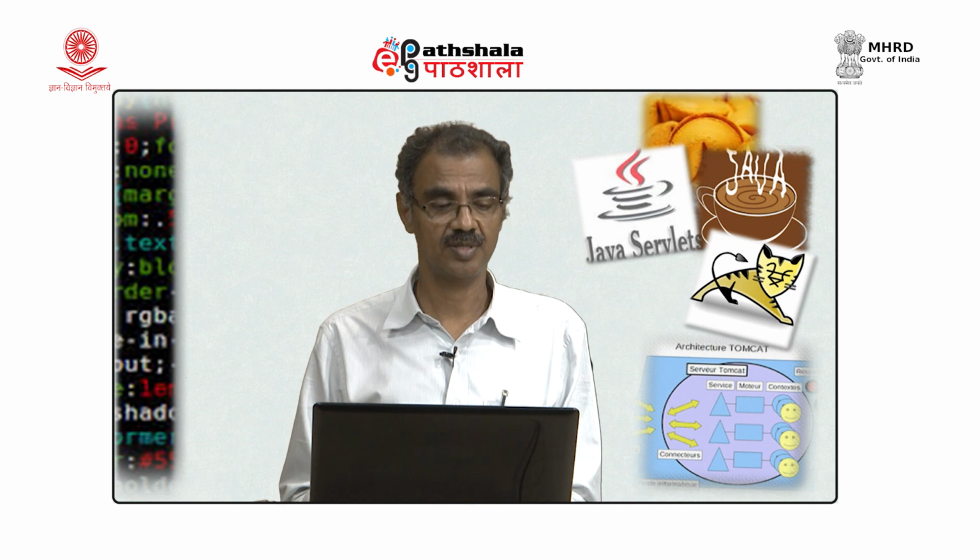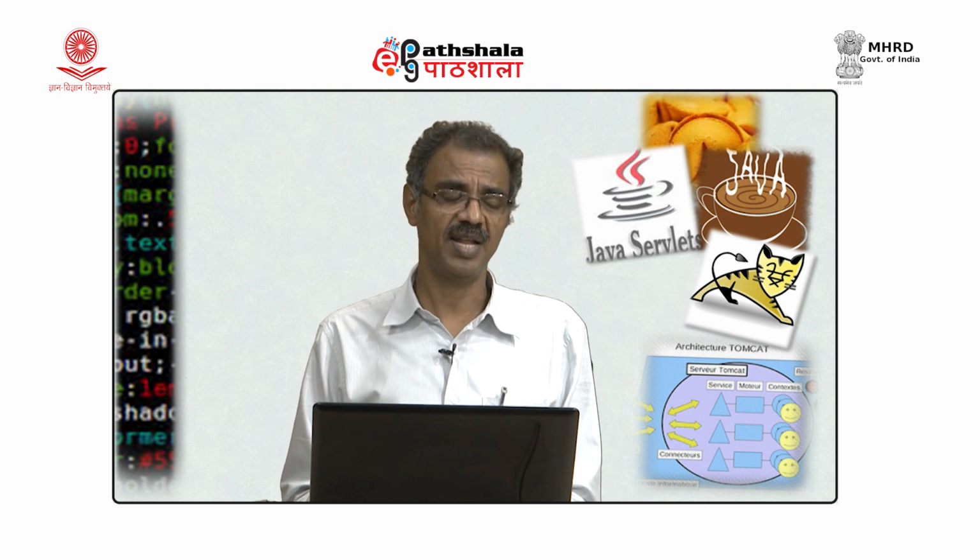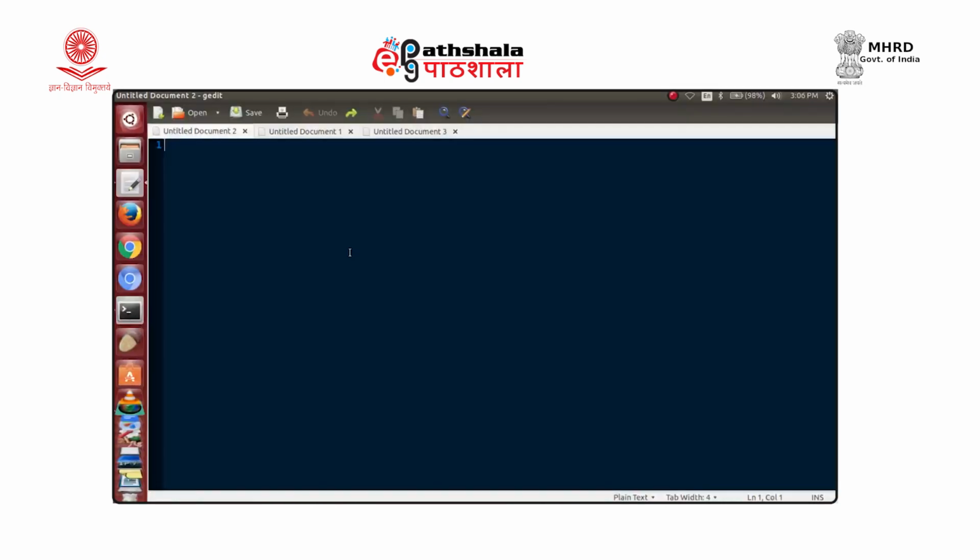Let us start by having a package, package org.epgpathshala.dad.model. That is the package where we will have all the model classes. Then we develop a simple bean class. This is a public class called UserInfo.